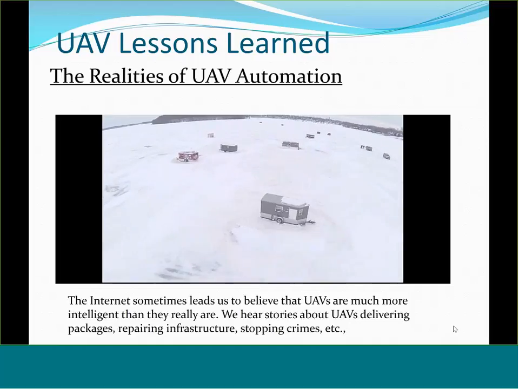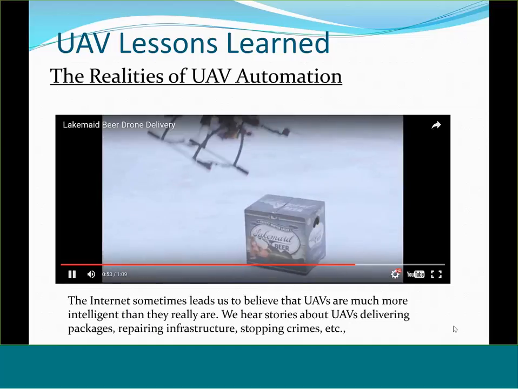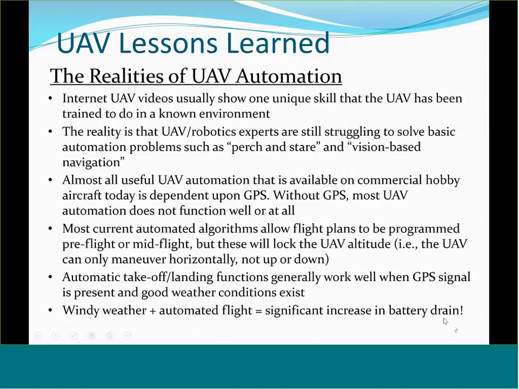What we need to understand is that when we see videos like this of a drone delivering some beer out to folks who are ice fishing, these drones that you're seeing really have been trained to do a specific thing very, very well. But if you try to get them to do something else in an automated fashion, they're going to fail miserably. The reality of UAVs and robotics is that the experts working in these areas are still struggling to solve basic stuff, like the problem called perch and stare, or using vision-based information to automatically navigate the UAV and to change its decisions of where it needs to go.